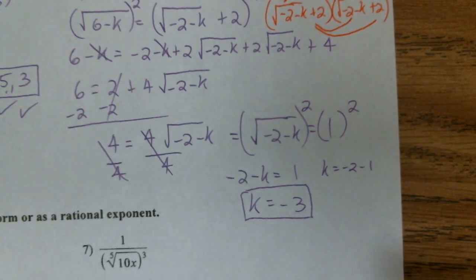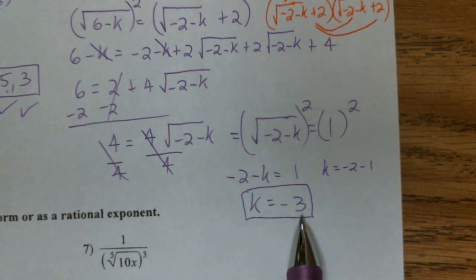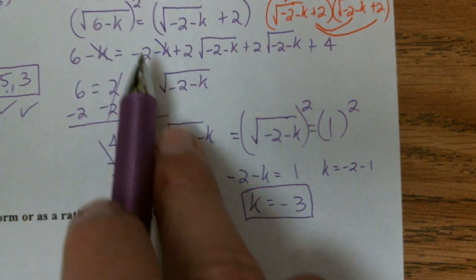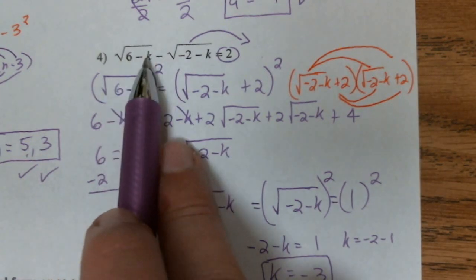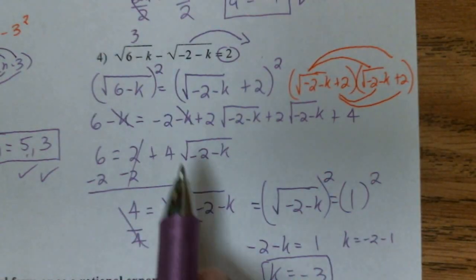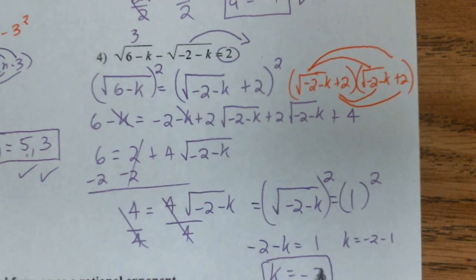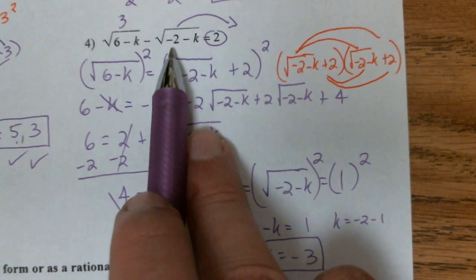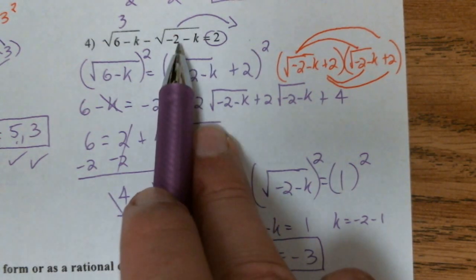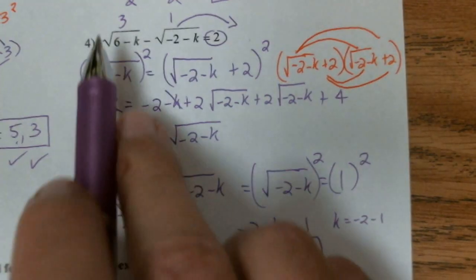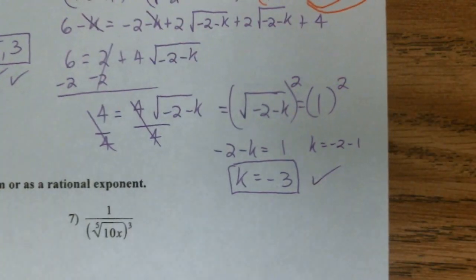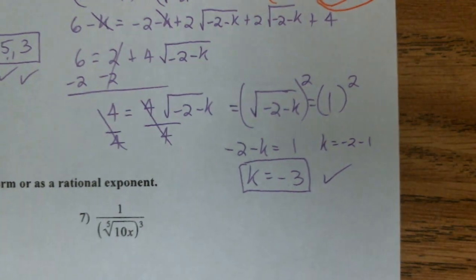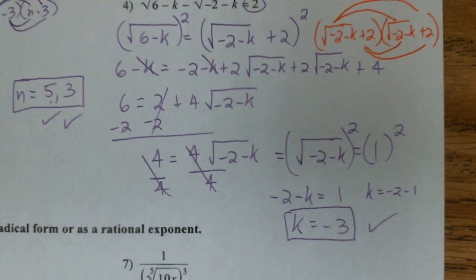Okay, is that extraneous? Let's plug it in. Okay, so if I plug in a negative 3, I've got 6 minus a negative 3. That's 6 plus 3, which is 9. The square root of 9 is 3. And then over here I've got negative 2 minus a negative 3. That's negative 2 plus 3, which is 1. Okay, so I have 3 minus 1, that equals 2. There you go. So in this case, all 4 of our solutions were perfectly valid.